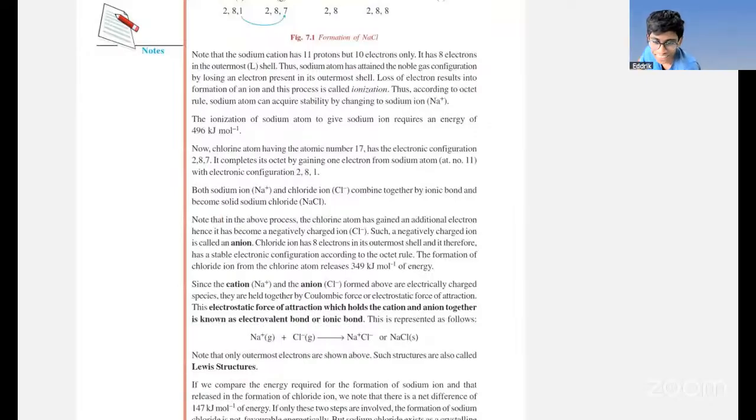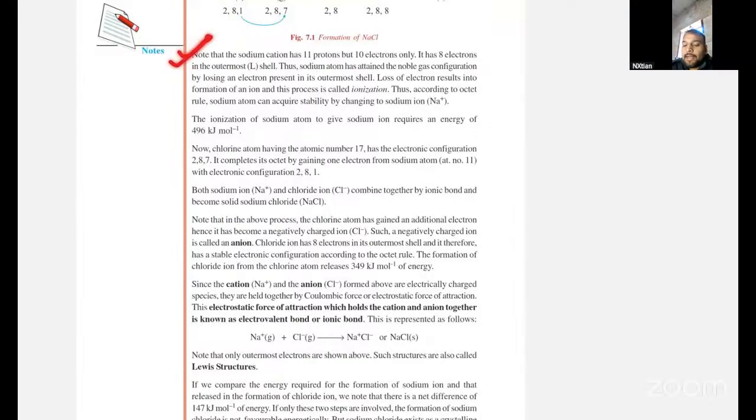Okay. So now we'll read this. Note that the sodium cation has 11 protons but 10 electrons. It has 8 electrons in the outermost shell. The sodium atom has attained noble configuration by losing an electron present in the outermost shell. Loss of electron leads to the formation of ionization. According to the octet rule, sodium atom can acquire stability by changing into the sodium ion Na+1.